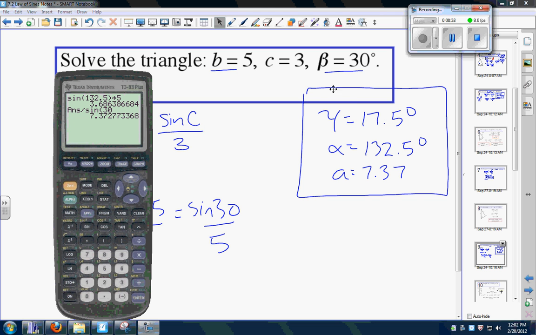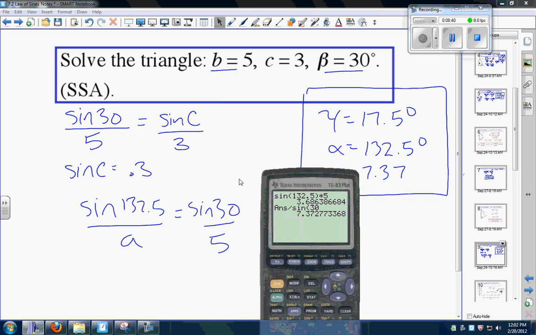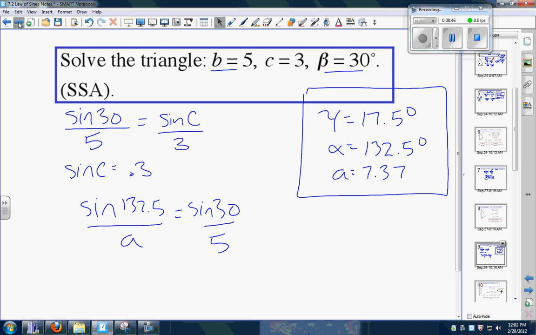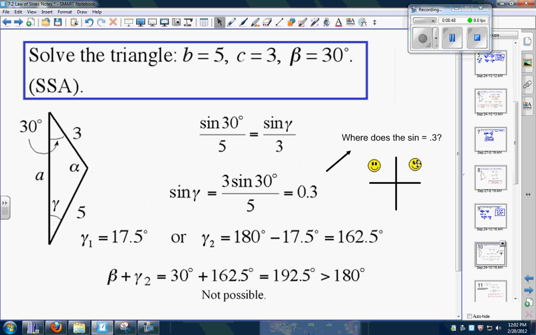Now the only trick with this is, when we had this right here, sine of C equals 0.3, that happens 2 places. We found it at 17 degrees, but it also is the exact same thing at 162. It's just like sine of 30 is the same thing as a sine of 150. So this is where you've got to start checking for some double triangles.